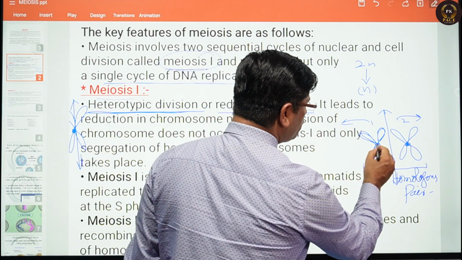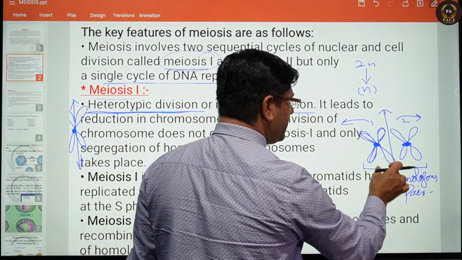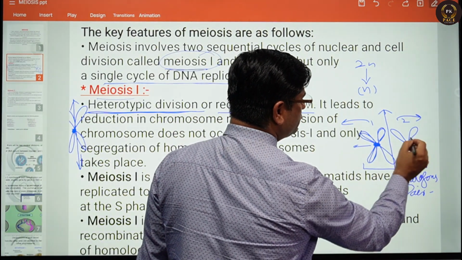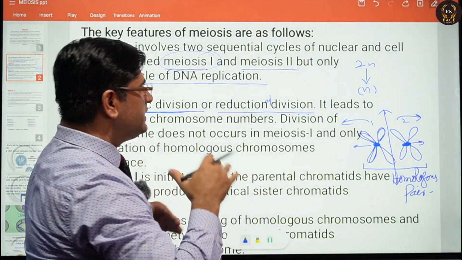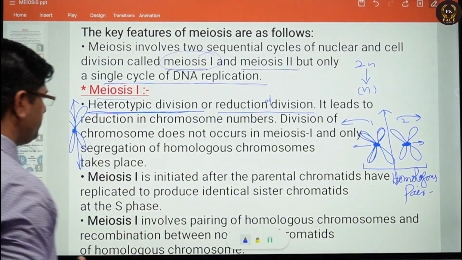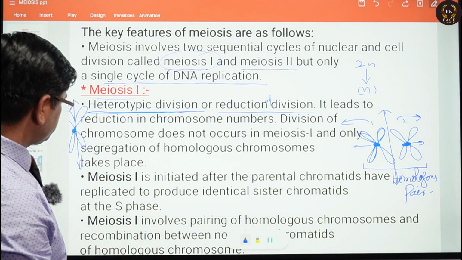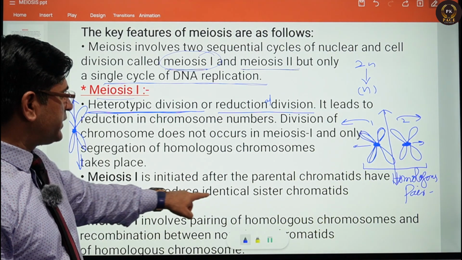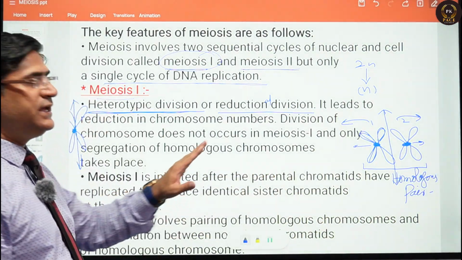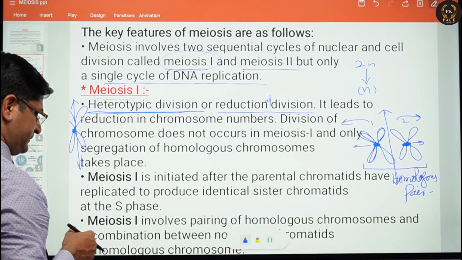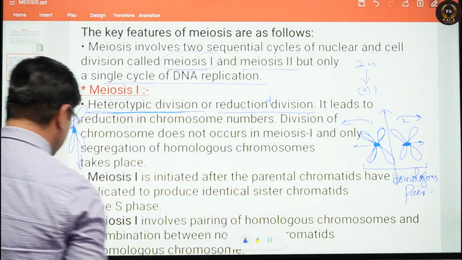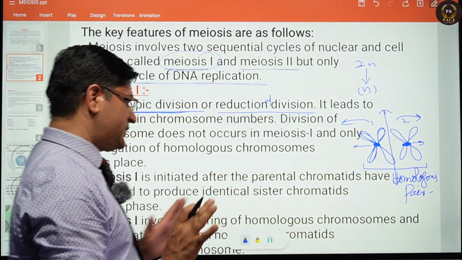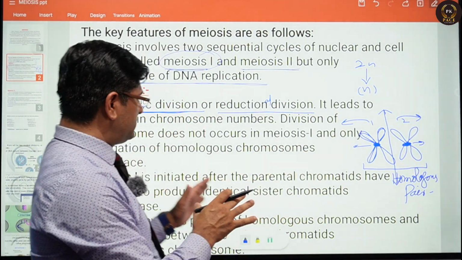Remember this point, the centromere of the chromosome is not going to divide during the meiosis 1. But what happens exactly? The chromosome goes separate. This chromosome and this chromosome, they get separated. That is called the segregation of homologous chromosomes. Remember this. Now meiosis 1 is initiated after the parental chromatids have replicated to produce identical sister chromatids at the S phase. Now let me take you through one thing. I will give you the explanation on the whiteboard of how exactly what changes occur during the meiosis 1 beta. Okay? So let me turn off this PPT section.